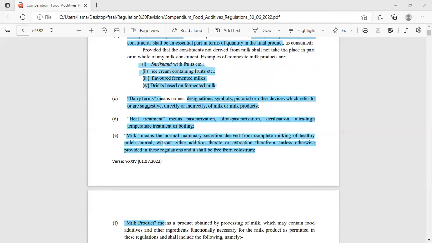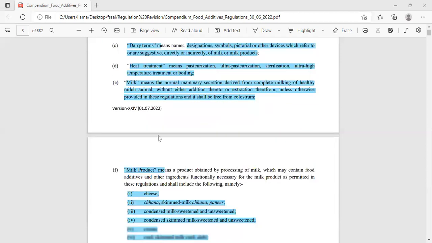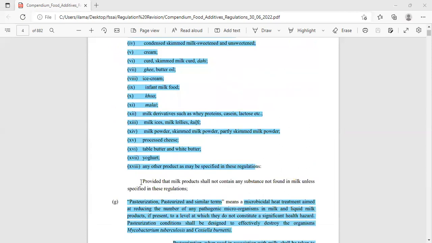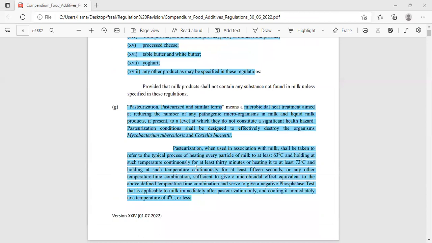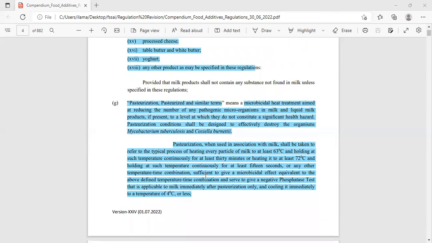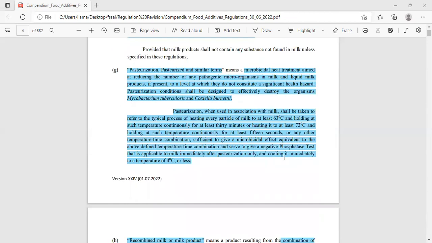And then milk, we all know the definition, and these are the milk products. And pasteurization, as per FSSAI regulations, is used to effectively destroy Mycobacterium tuberculosis and Coxiella burnetii. So note this point. We all know the pasteurization temperature, so go through it. And from yesterday's class we saw that pasteurized milk should be cooled immediately to 4 degrees Celsius.